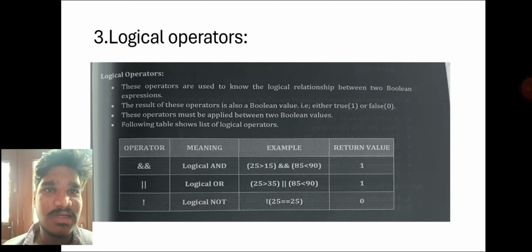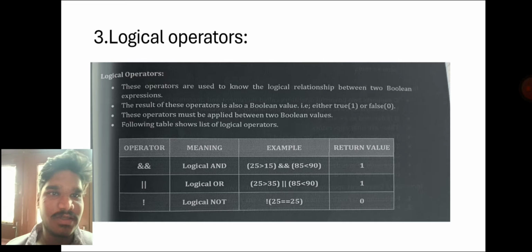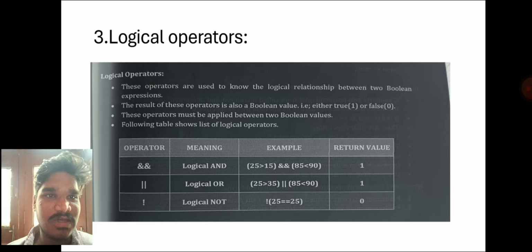Third one, logical operators. These operators are used to know the logical relationship between two Boolean expressions. The result of these operators is also a Boolean value. These operators must be applied between two Boolean values. The following table shows the list of logical operators: logical and, logical or, logical not. 25 greater than 15 logical and 85 greater than 90 is false. Logical or: 25 greater than 35 logical or 85 less than 90, true, equals 1.